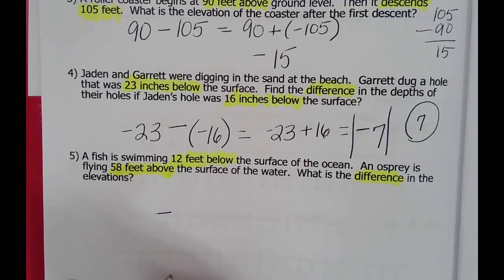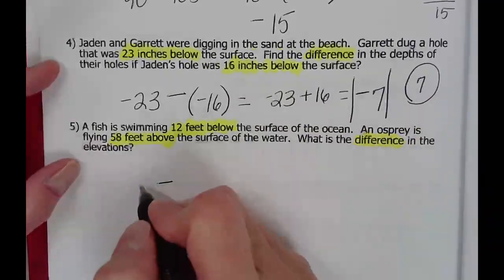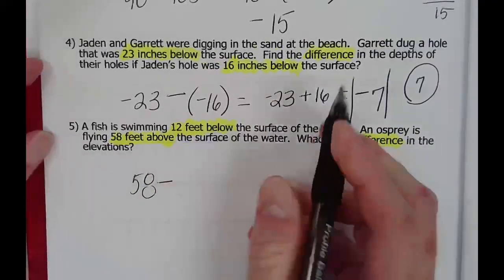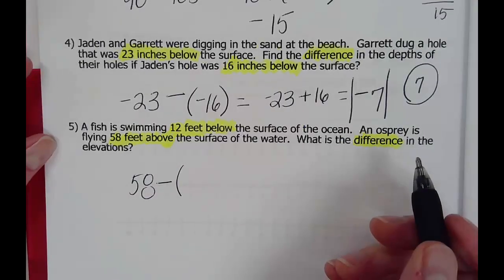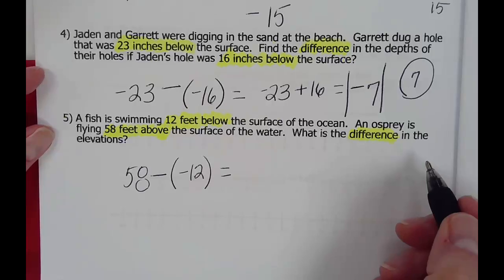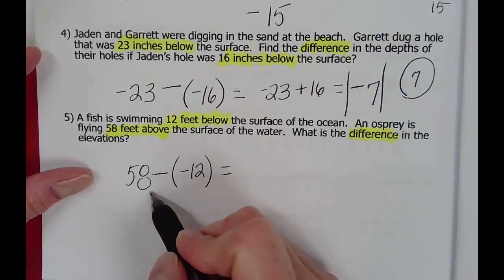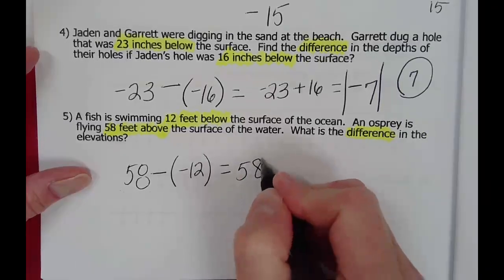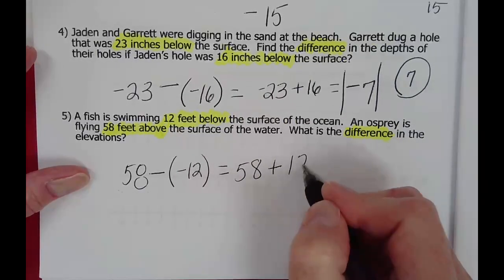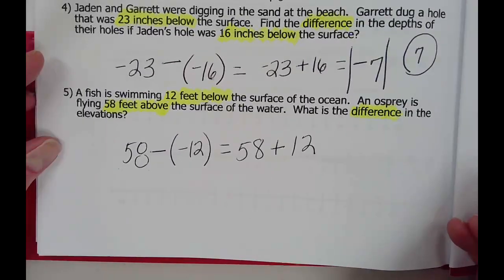But if I put the larger number in the front, it's going to help me to have that positive amount. So which one is my larger number? 58. So if I have 58 and I'm taking away what number? Negative 12. What is that going to equal? What am I going to change this to? 58 plus 12 equals 70.